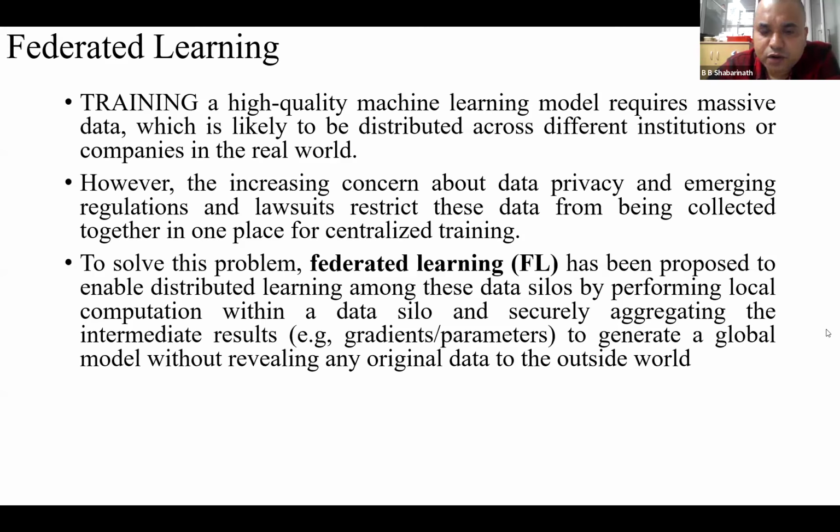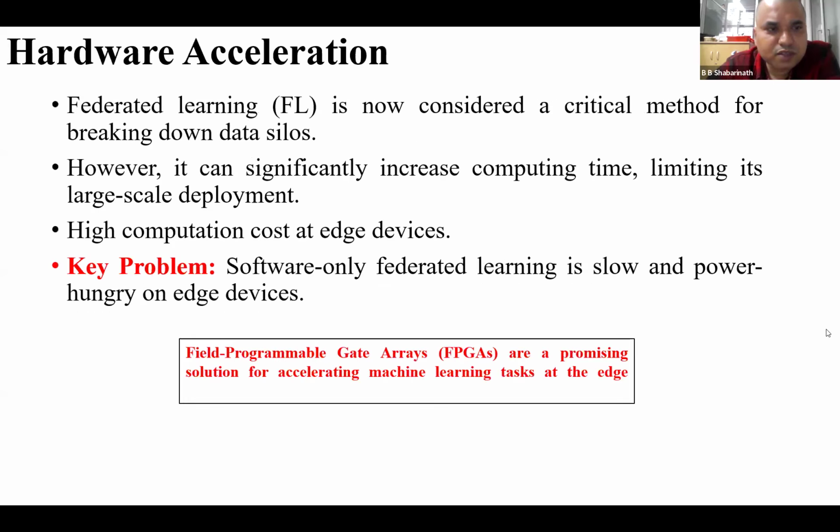So without sharing the data, we are able to train the model with multiple sources. This is the core concept of federated learning. Coming to the introduction about hardware acceleration: federated learning is now considered a critical method for breaking down data silos in distributed training scenarios. However, it can significantly increase computation time, limiting its large-scale deployment. Also, there is high computation cost. The key problem is that software-only federated learning is slow and power hungry on edge devices. Hence, FPGAs are a promising solution for accelerating this machine learning task at the edge.